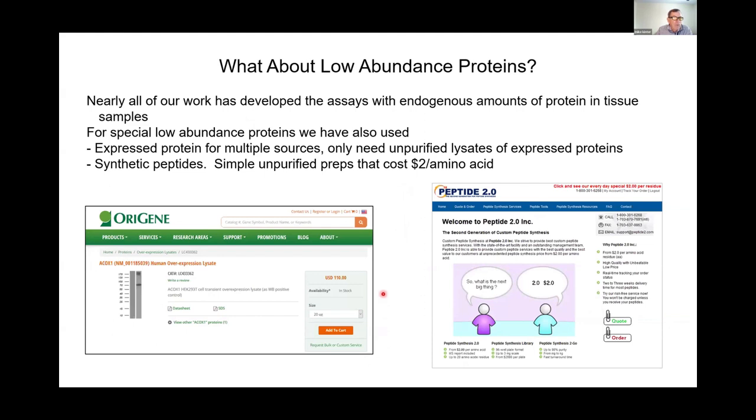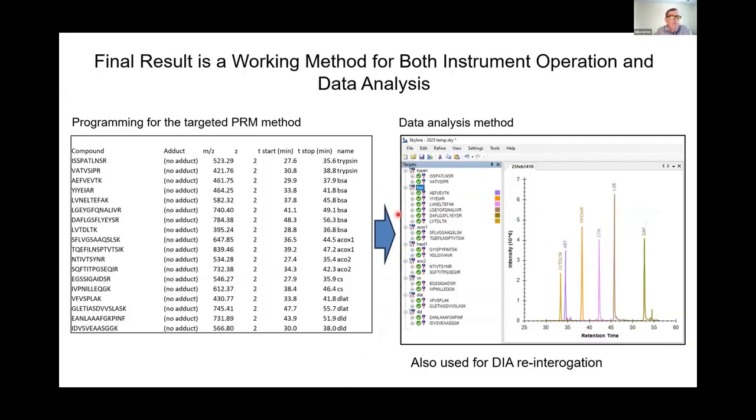We can and have worked with low abundance proteins through a couple of different resources, either getting the overexpressed lysates or making synthetic peptides. So, harder peptides, harder proteins are not impossible. And this is just the final result.